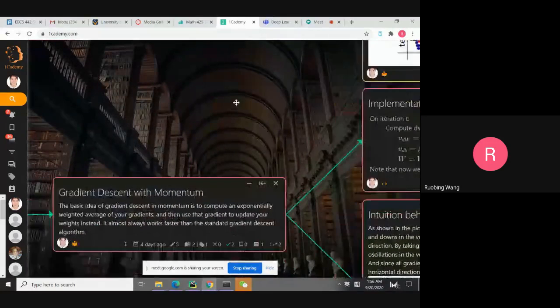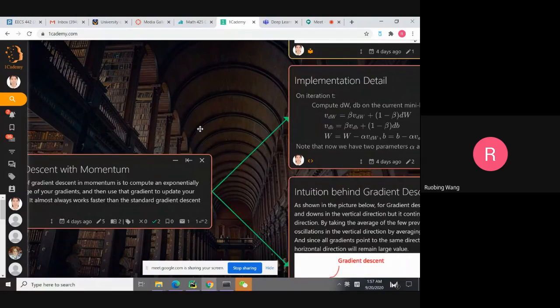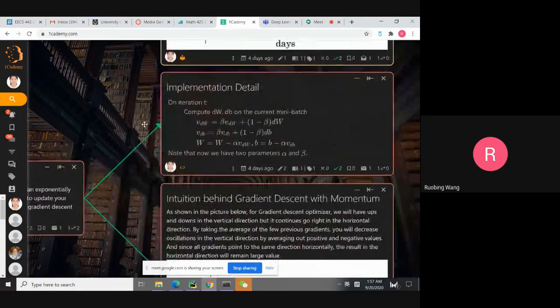So I will continue to talk about another concept, which is gradient descent with momentum. The basic idea is to compute an exponentially weighted average of your gradient and then use that gradient to update your weights instead. It almost always works faster than the standard gradient descent algorithm. So we can see the implementation details of it.